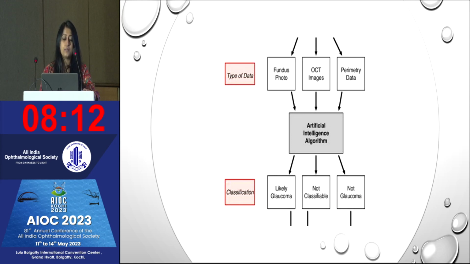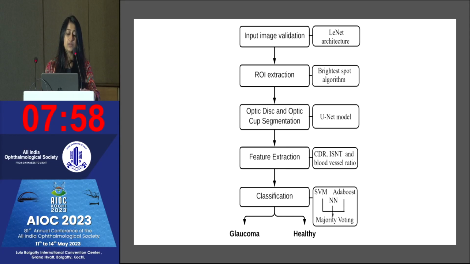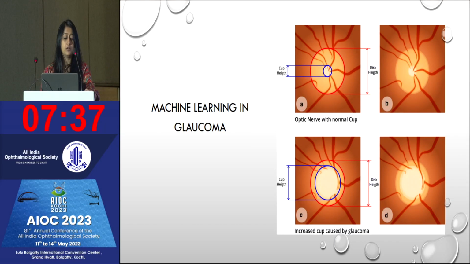It has been shown by Sir previously as well that the fundus photo, the OCT imaging, and the perimetry imaging, all of that have been put into the AI algorithm, which can be classified into likely glaucoma, not classifiable, or not glaucoma. And you can see here the LayNet architecture, that is the particular software wherein the ROI extraction is done, the optic disc and optic cup segmentation can be assessed in the U-Net model, the feature extraction can be done in the higher models, and then the classification can be done in glaucoma or in healthy disc, as seen over here. You can see that the cup height and the disc height can actually be very well compared, and you can assess whether the patient has glaucoma or not.